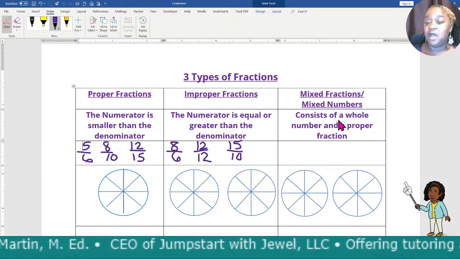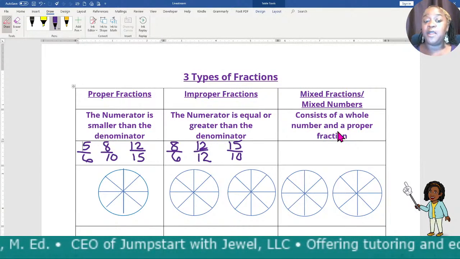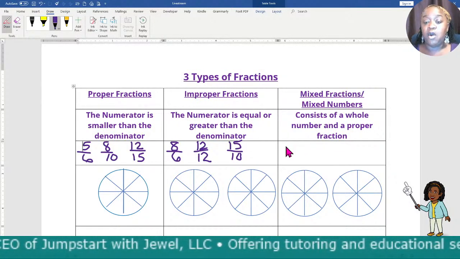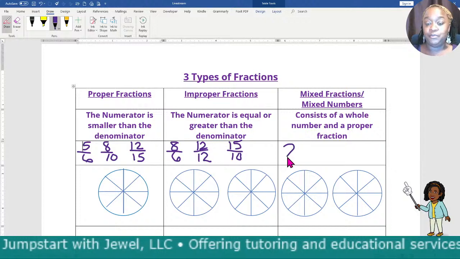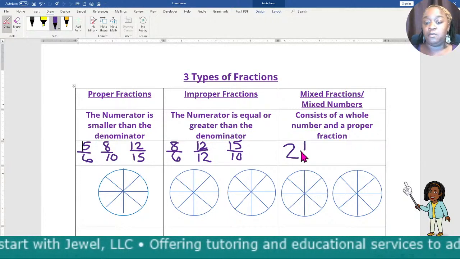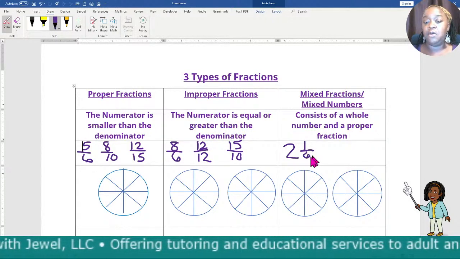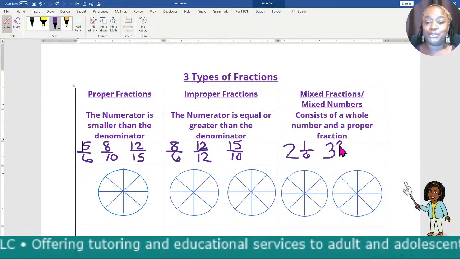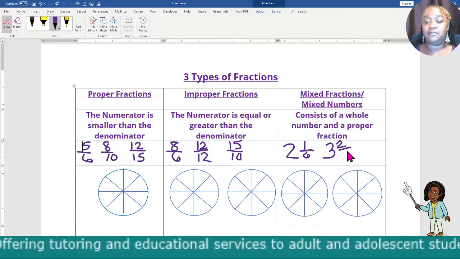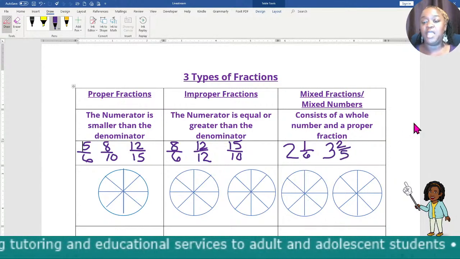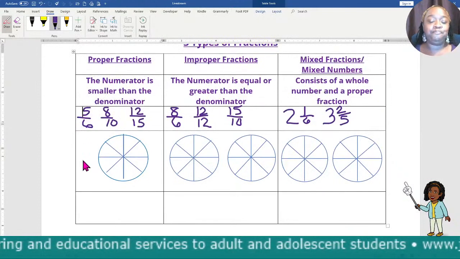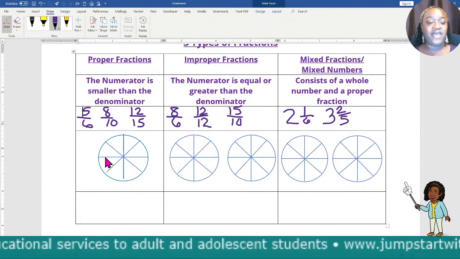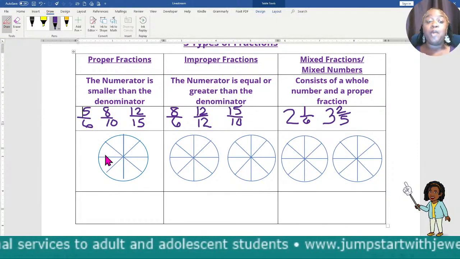These consist of a whole number and a proper fraction. So when you're looking at these, you will see a whole number such as 2 1/6, or you might see 3 2/5, something like that. So in this, you see these circles here. We've got some shapes here, and they've already been divided up into 8 parts.